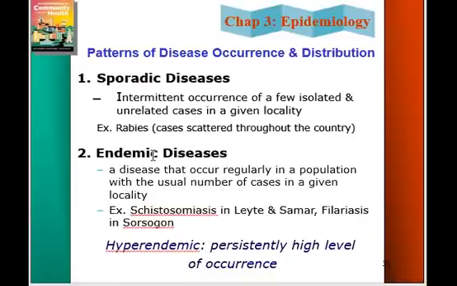Persistently high yung level ng disease or occurrence ng disease on that population. That is hyper-endemic. So I have here a graph for you to be able to visualize what an endemic disease looks like when we convert it into a graph.